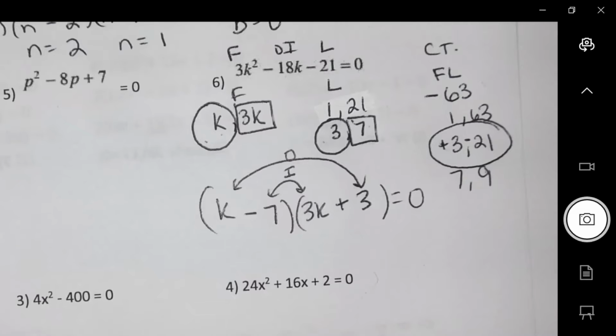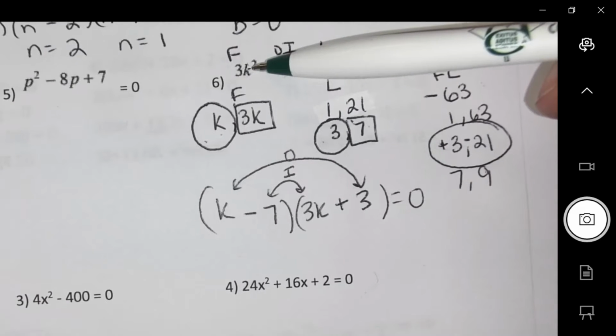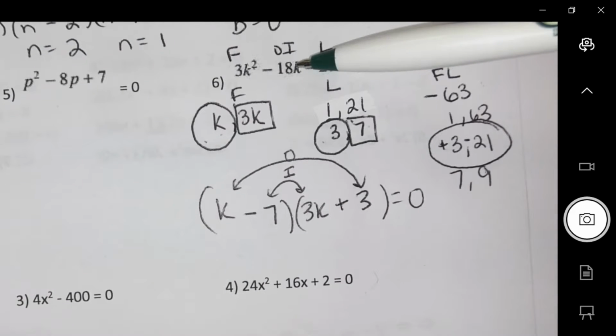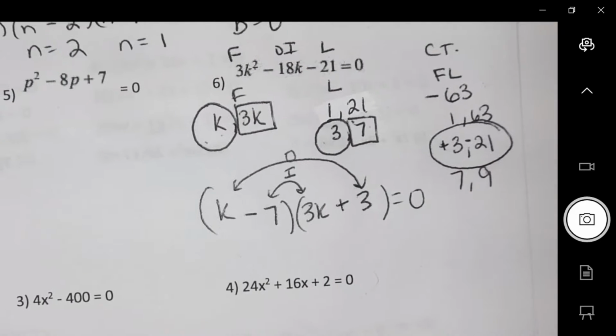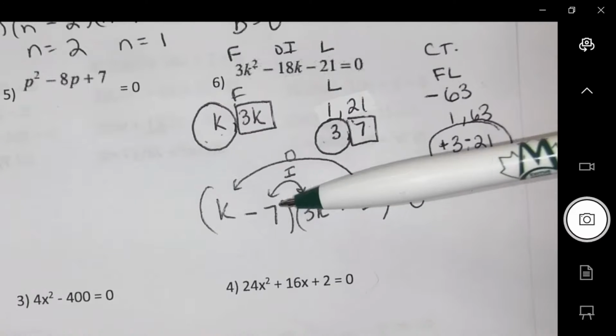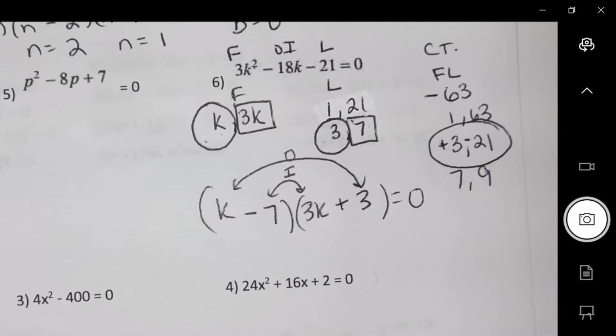So do you see my FOIL? I got the first times the first to do that. I got the O and I to combine to that. And now I have the last making that. Okay?